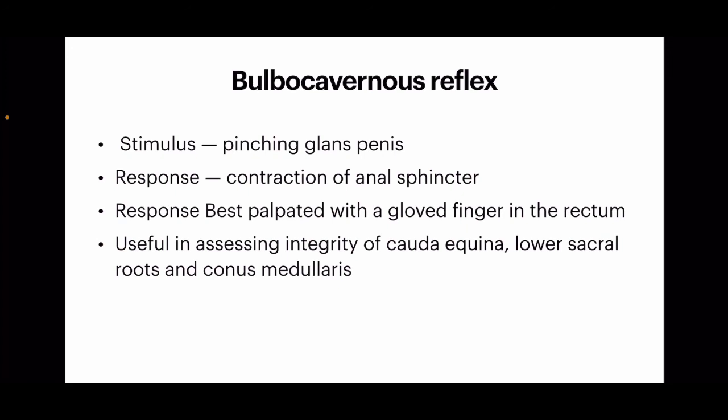So why do we do it? What is it useful in? It is useful in assessing the integrity of the cauda equina, the lower sacral roots and the conus medullaris. So this is why it is very important. This is one of the first reflexes to appear following spinal shock. The first thing to reappear is actually the bulbocavernous reflex. So it is very important.